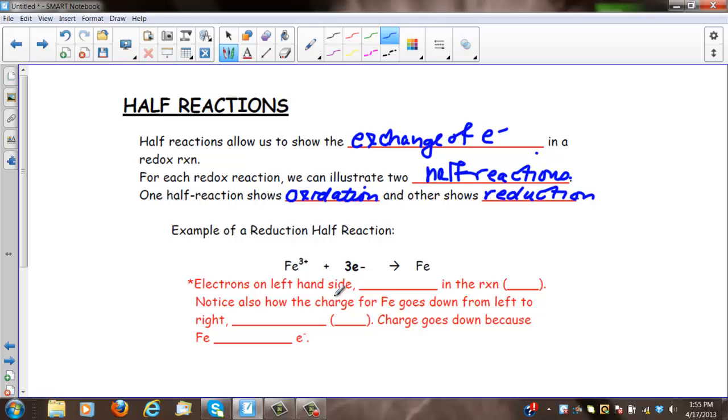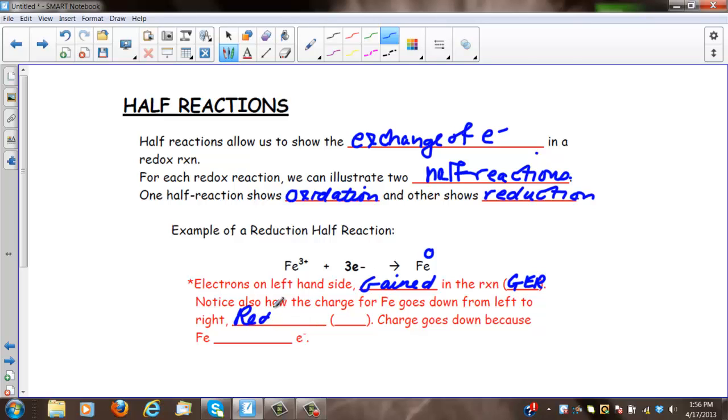The electrons on the left-hand side are gained in the reaction. So this is referred to as GER. Gain of electrons is reduction. Notice also how the charge for Fe goes down from left to right. So it's going from Fe plus 3 to Fe 0.